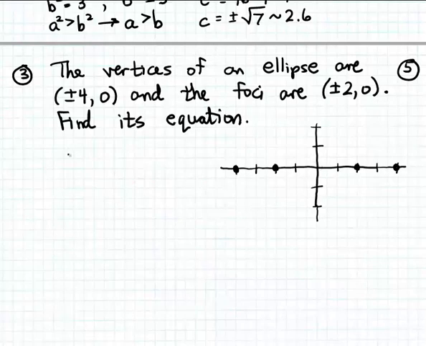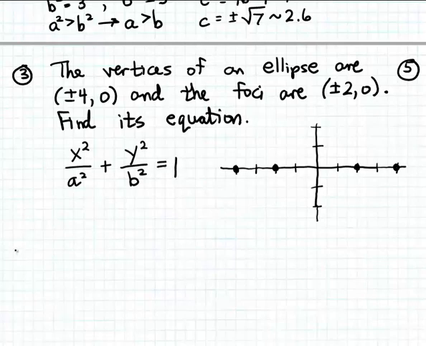So that's good, because we know what the equation for an ellipse with center at the origin and major axis along the x-axis must look like. That's the same equation we've been practicing in the previous examples. It looks like x squared over a squared, where plus or minus a are going to be the x-intercepts of the ellipse, plus y squared over b squared, where plus or minus b are going to be the y-intercepts of the ellipse.